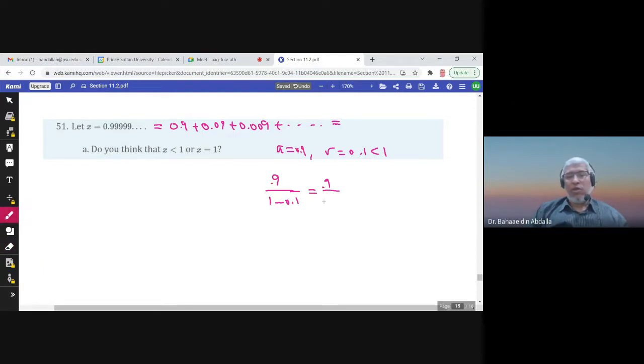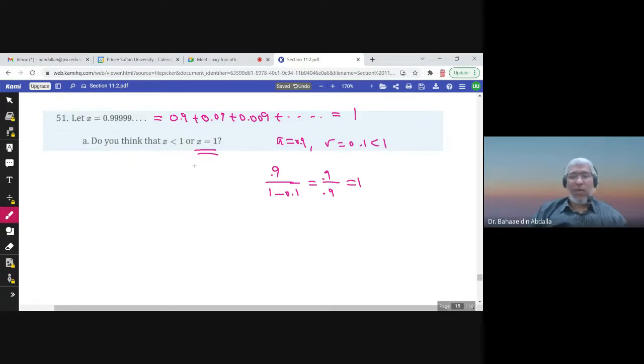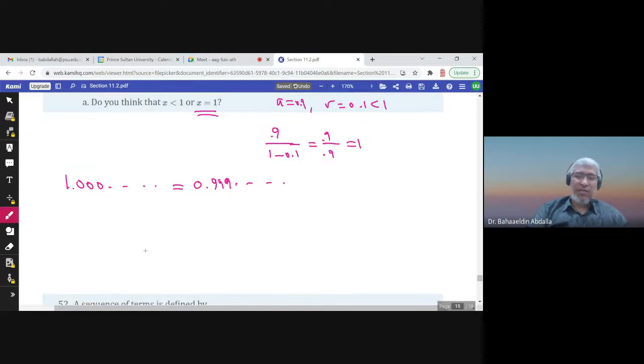So it would be 0.9 over 0.9, which is 1. So in fact, x is equal to 1. It is not less than 1. So 1 has two representations. Either you write it 1.000 up to infinity, or you write it 0.9999 up to infinity. These two are exactly the same.